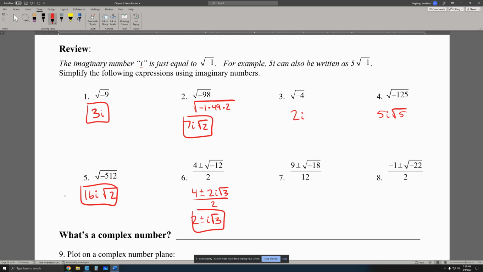Number 7, I can simplify that square root of -18. So we get 9 plus or minus 3i root 2 all over 12. We can cancel out a factor of 3. So we get 3 plus or minus i root 2 all over 4. And finally, we have that square root of -22. This here, there's no perfect square factors of 22, so we can just pull out that i. So we get -1 plus or minus i root 22 all over 2. Okay?